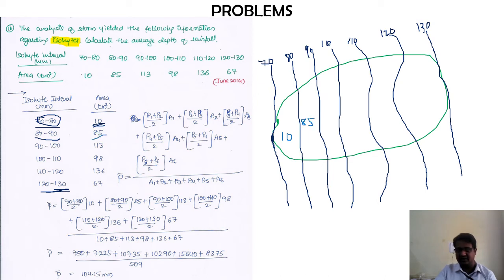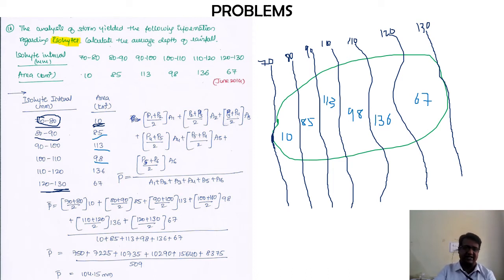Similarly, the next one we have is 113. So 113 kilometers squared is the area between 90 and 100 mm. Next, it is 98. Similarly, 136. Next, it is 67. So don't think about the area differences. Regarding the numbers, it is not to scale. This is just for the information that I am sharing with you.